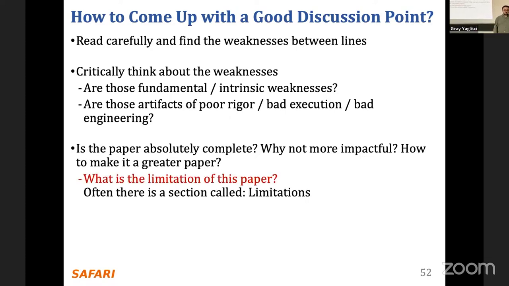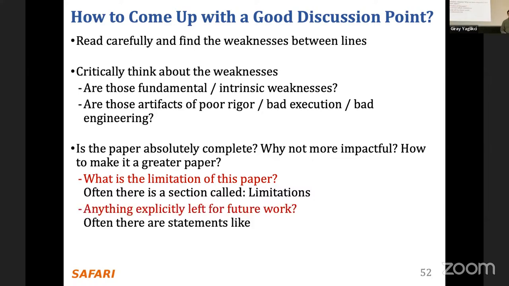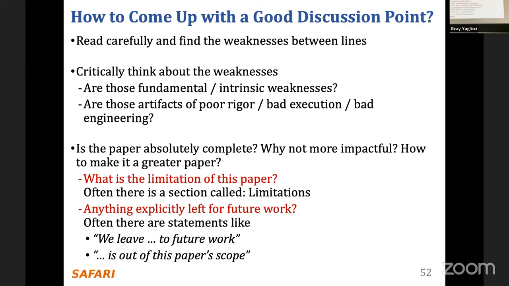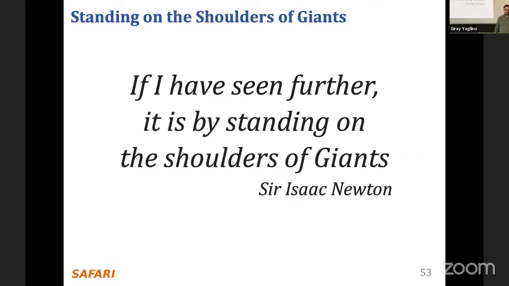What is the limitation of this paper again? You can find in many papers a section called limitations. It's a good starting point. There are also, here and there, small sentences, sometimes in the footnotes, sometimes in appendices, somewhere the reader usually does not look first. And they say that we leave blah, blah, blah to future work. Blah, blah, blah is out of this paper's scope. These are good starting points for the discussion points.